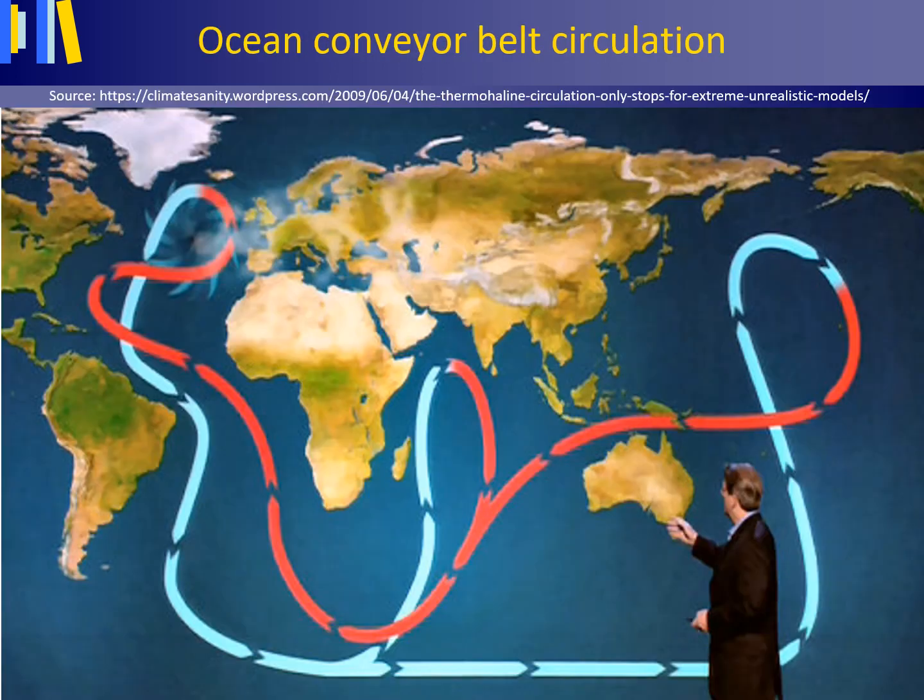What is also important with regards to the distribution of heat over the Earth and also for the climate is what is happening in the oceans. And there we have an ocean conveyor belt circulation where you have cold deep currents, which are indicated in blue, and warm shallow currents that are indicated in red in this picture.